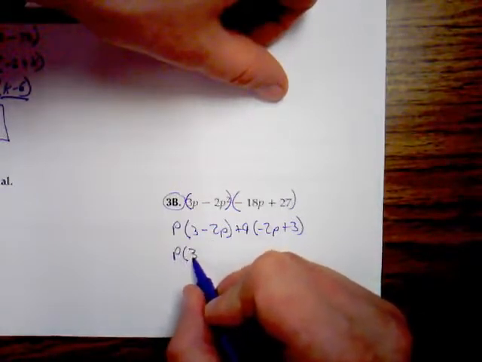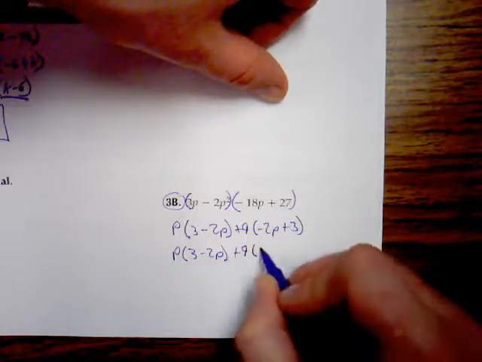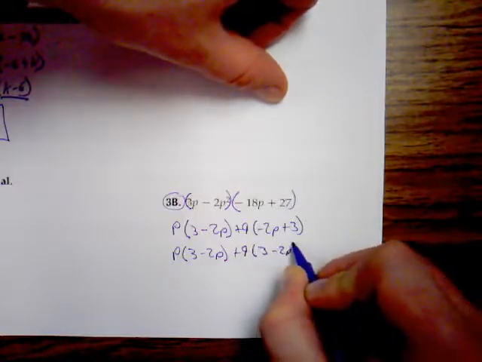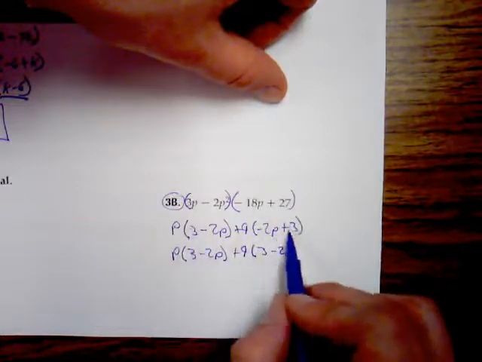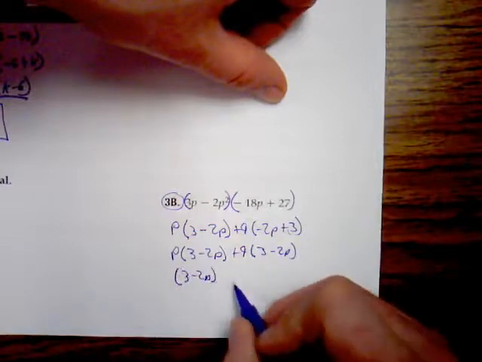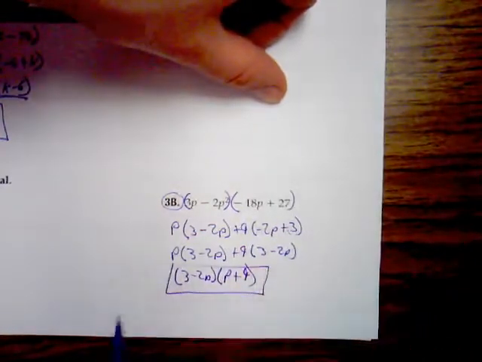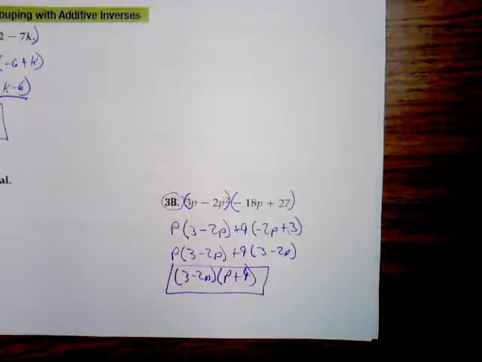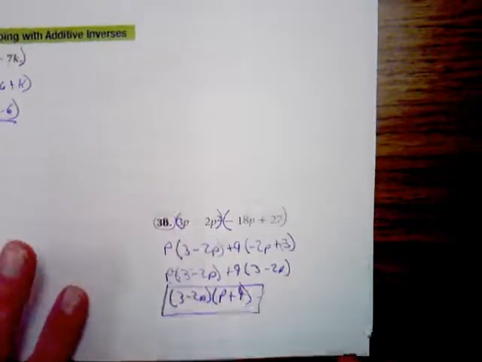You don't have to rewrite it like I'm about to do, but I think especially at the beginning it can be helpful to make sure you know that yes, this is the same, because that's negative and that's positive. So then my 3 minus 2p is the common binomial factor. P plus 9 is then left over. And if I were to FOIL them out, I would end up with those 4 terms, maybe in a different order, but I would get those 4 terms.